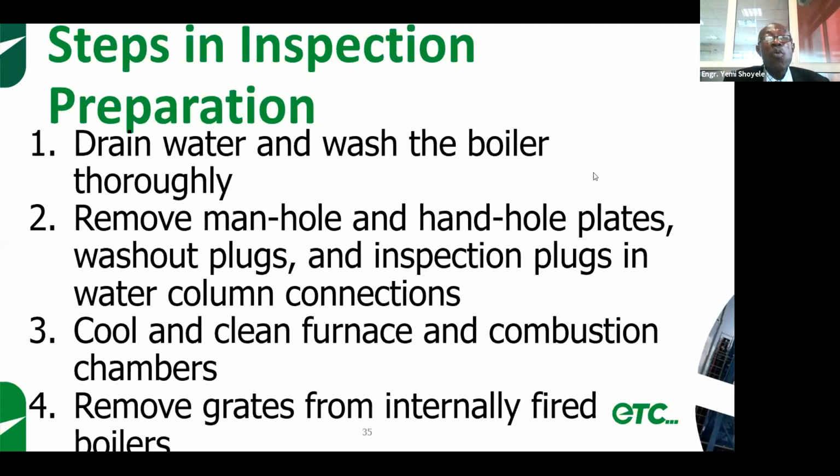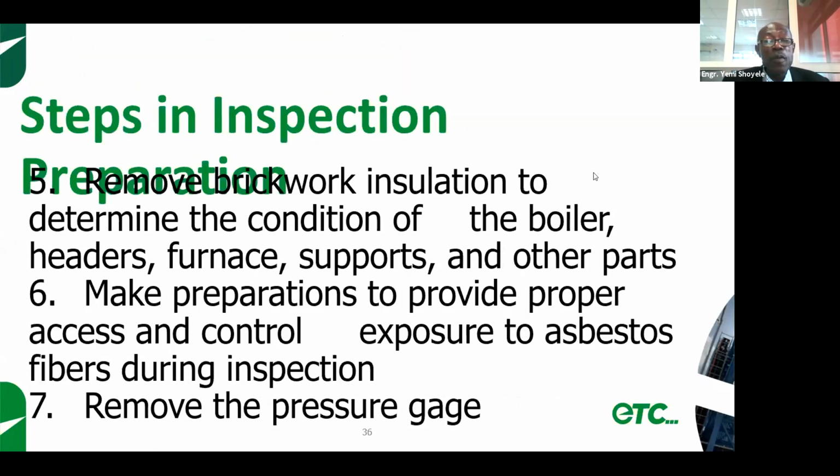You drain the water and wash the boiler thoroughly. Remove the manhole and handhole plates, wash out plugs and inspection plugs in the water column connections. Cool down and clean the furnace and combustion chamber. Remove the grates from internally fired boilers. Remove brickwork insulation, especially on the water tube boilers, to determine the condition of the boiler headers, furnace support, and other parts. Make preparations to provide proper access control. Remember, for a water tube boiler, you have to go inside.